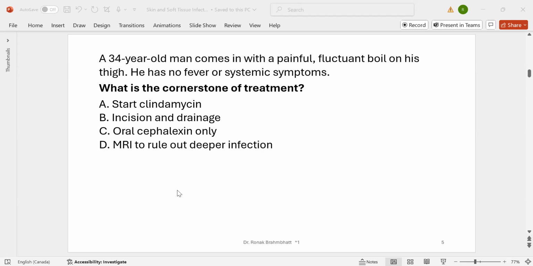Very good. Again, easy question. 34-year-old man comes with painful boil on his thigh, no fever, systemic symptoms, etc. What is the main treatment over here, right? So most of the times when we see that somebody has an infection and those sorts of things, we jump onto antibiotics, right? And skin infections we identify by a few ways, right? So clinical examination or it is many times clinical diagnosis.